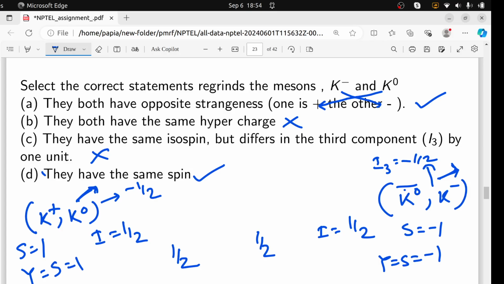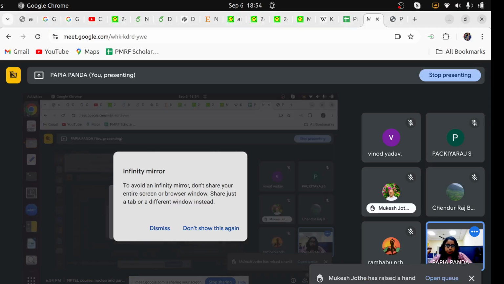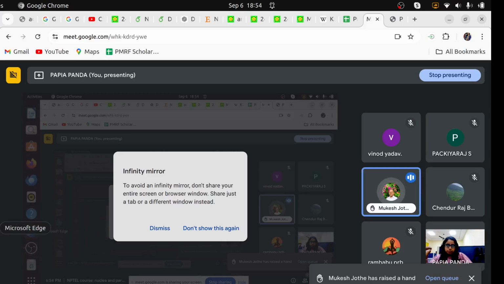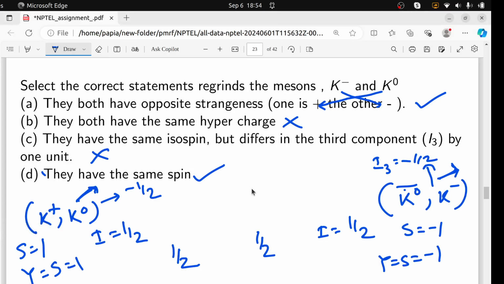So now you can see here what is there. There is something. Yes, you can unmute yourself. Madam, is this K meson fermion or boson? Okay, fine, sorry. Meson is fermion or boson? You have to tell me what this is. Meson is boson or fermion?